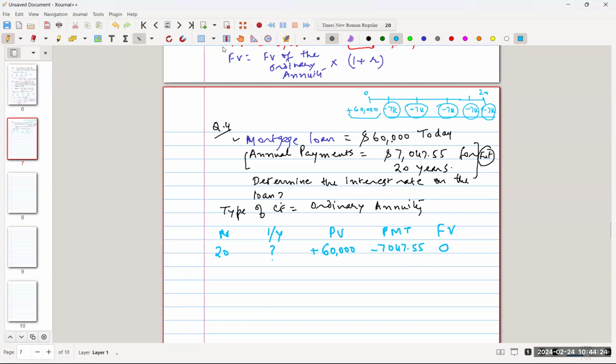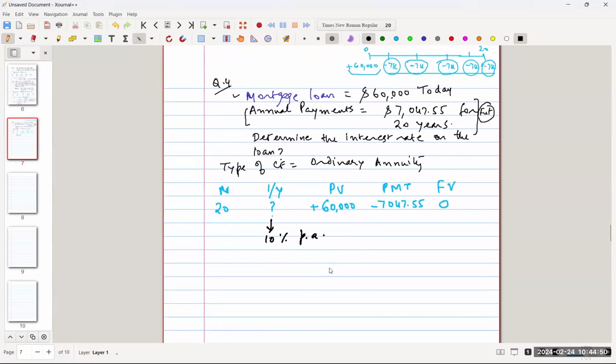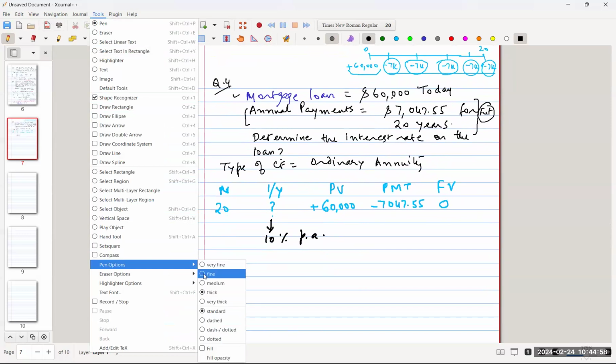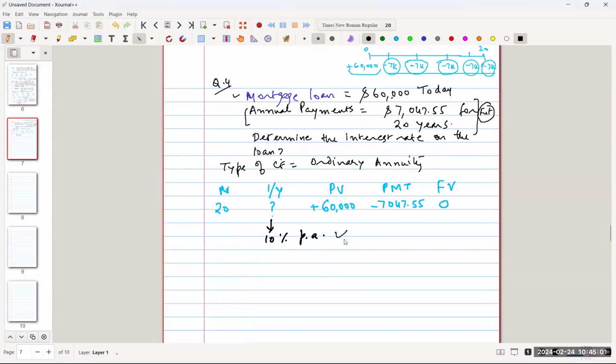Please compute interest per year, ladies and gents. We are at 9.99. Okay, so this is 9.99. So let's just round it off to 10% per annum. Everyone got that? All of you who have the calculator.